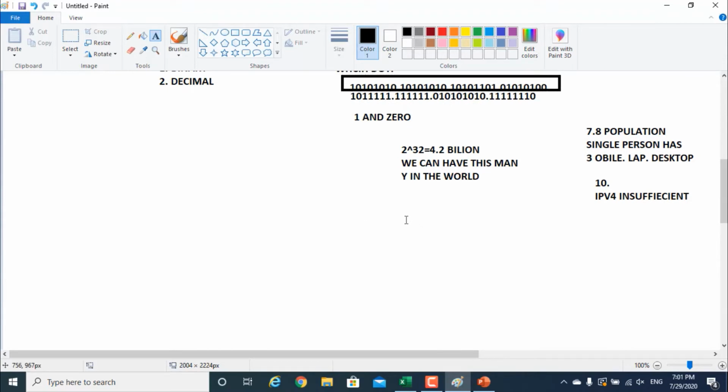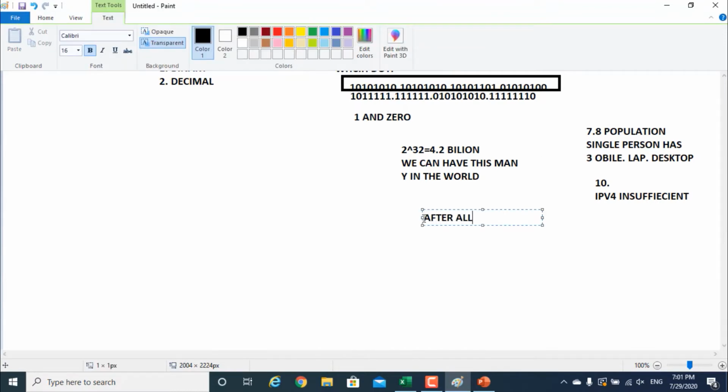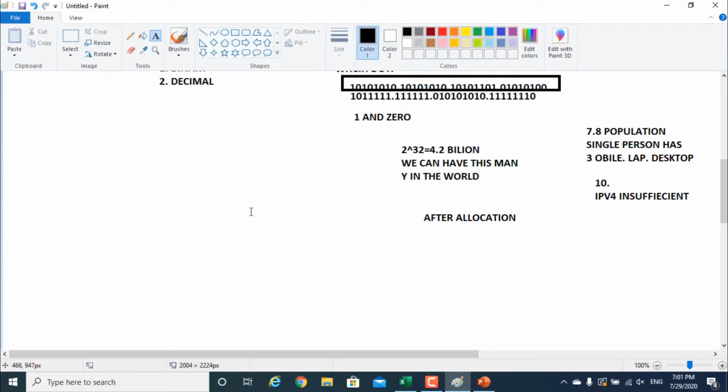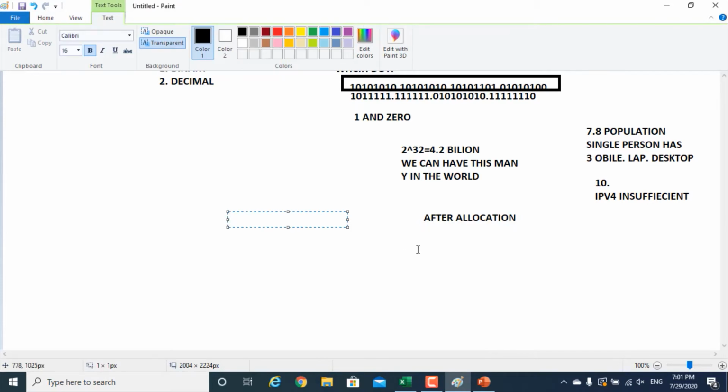The problem was that after allocation of this many IP addresses, no other device can access the internet. So this is a big problem. The solution for this problem was later made in technology. The solution was NAT, and we had the concept of public and private IP addresses. We will study how NAT works and how those people applied this policy, NAT or public and private.